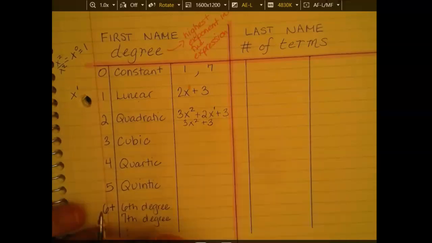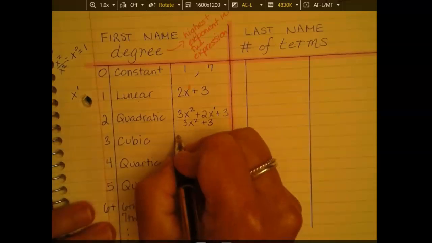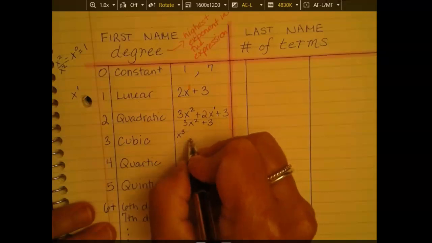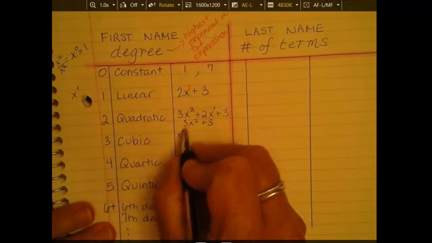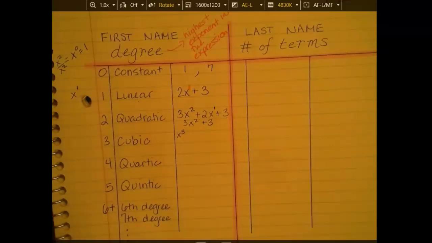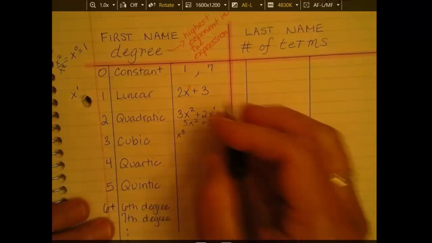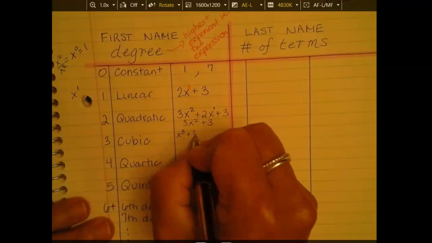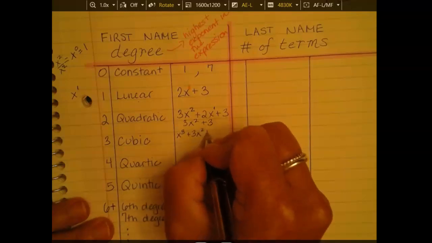So cubic would have an exponent of 3, let's say, as x to the third power. And so it can have a squared term, a regular x term, and a constant if it wants to. Or it can have any combination of those, right? So I'm just going to keep building. x to the third plus 3x squared plus 2x plus 3.